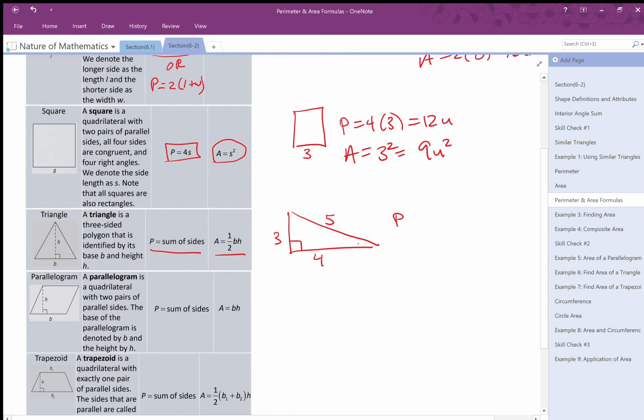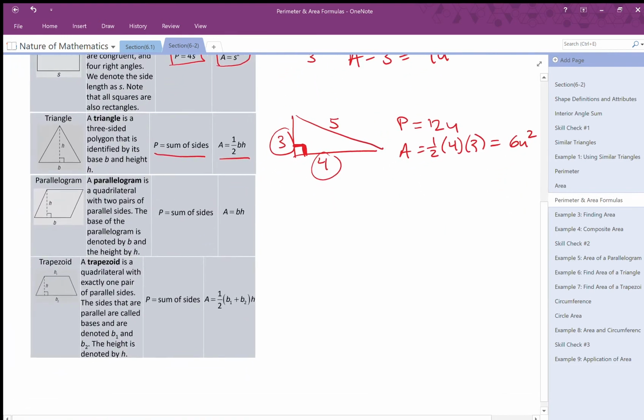So if we had this as our triangle, the perimeter would be 12, and the area would be 1/2 the base times the height, which is 6 units squared. Now, the base and the height are always connected by a right angle, so that's how we know which 2 sides we need to include in our formula for triangle area.